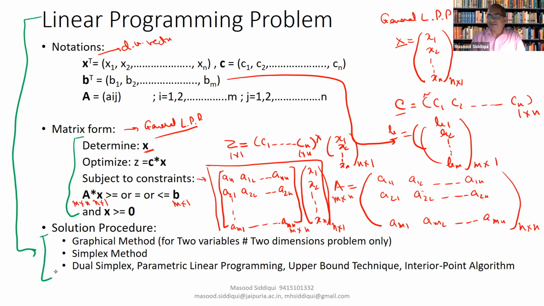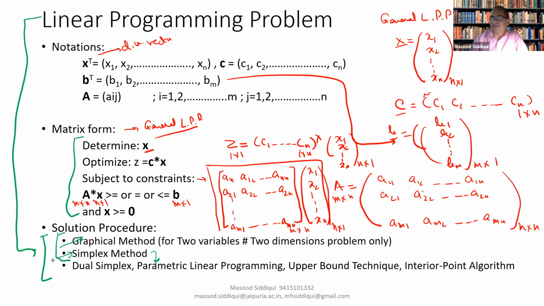Here, three broad categories of approaches are there, though there are n number of approaches. The first approach is the graphical method, where we try to develop a graph. The second method is known as simplex, where we use an algebraic method. The others are developed from the simplex method with some variation, like dual simplex, parametric linear programming, upper bound technique, and interior point algorithm. In these two lectures, we will discuss the graphical method and the simplex method.